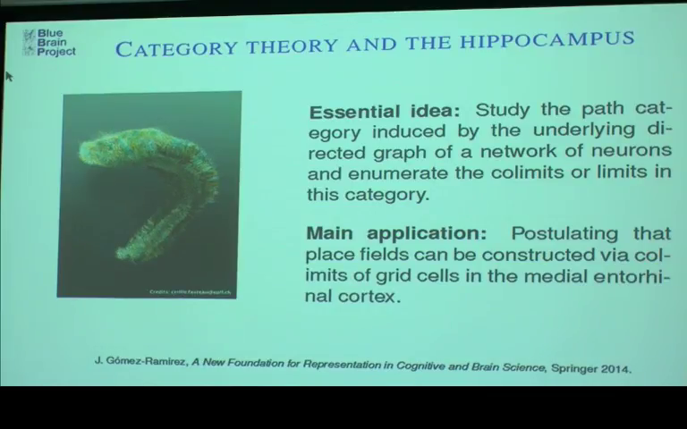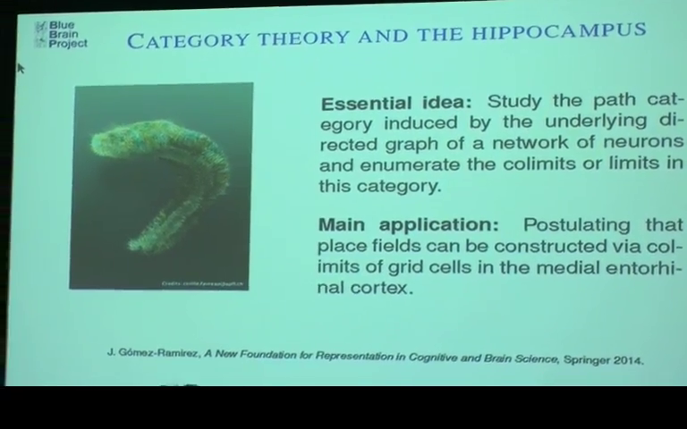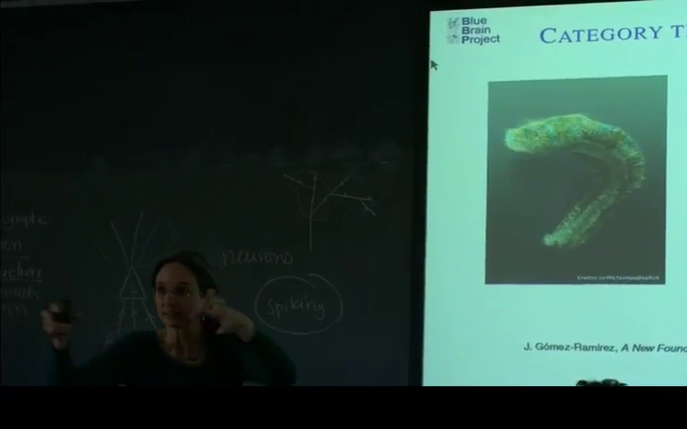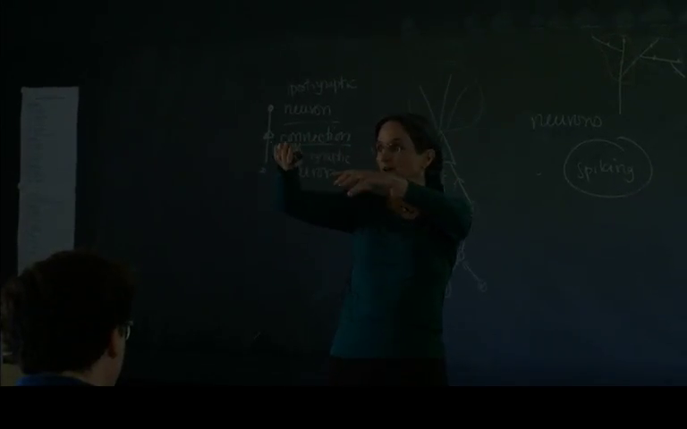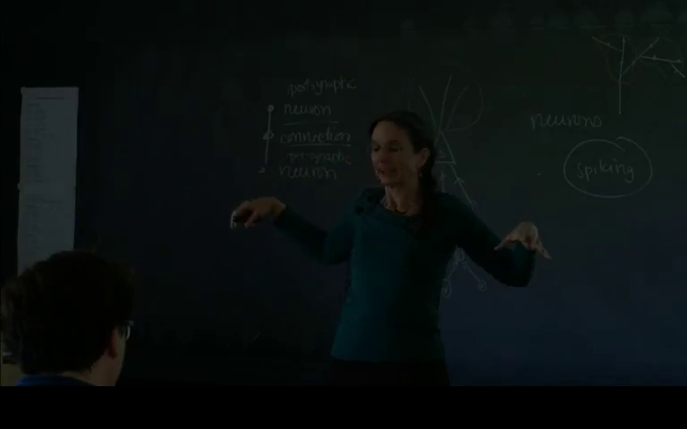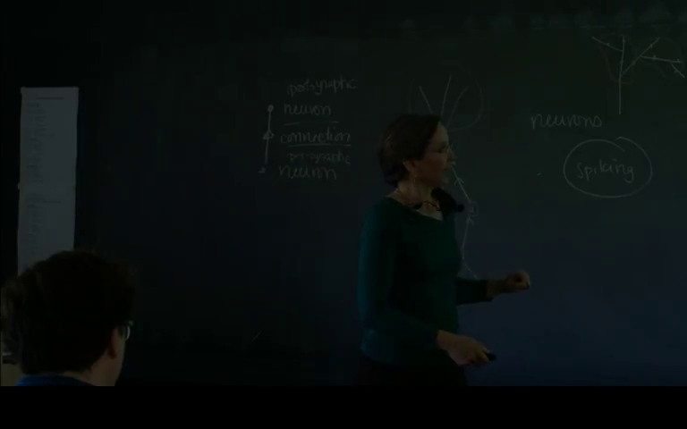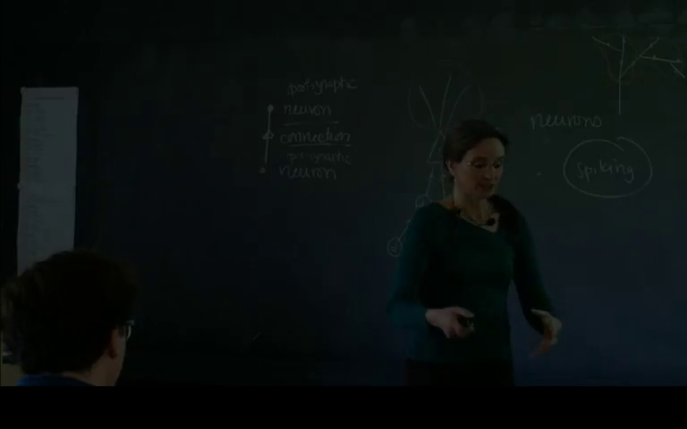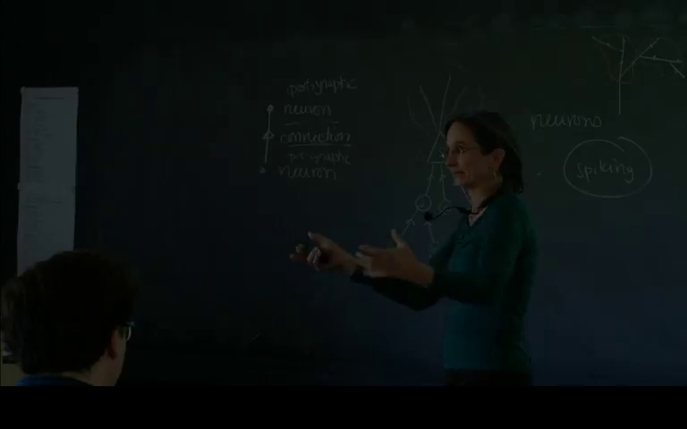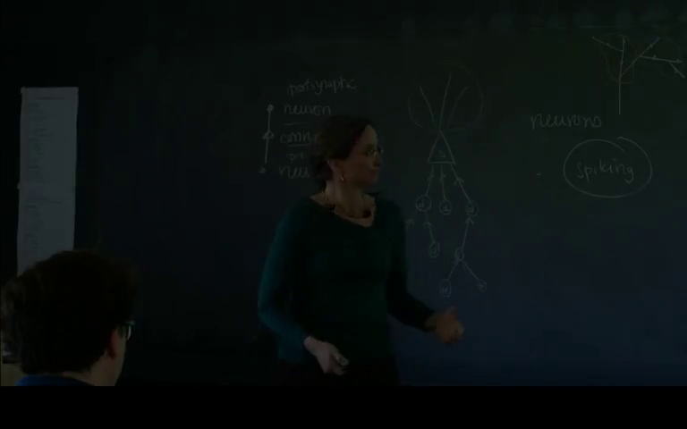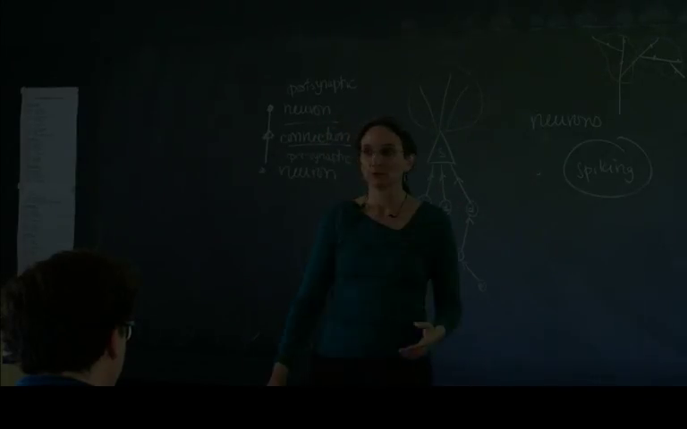So there were people, the 2014, I think, Nobel Prize in Medicine was given to neuroscientists who were working on these grid cells, which fire in response to a certain hexagonal grid in space. And his idea is that somehow you should be able to take colimits of the network of grid cells in order to build up place fields. And I think it's probably worth exploring further.